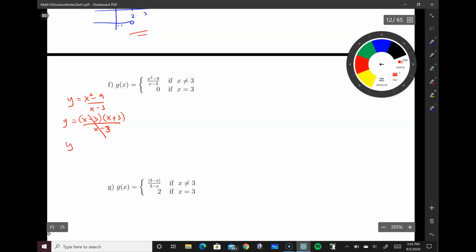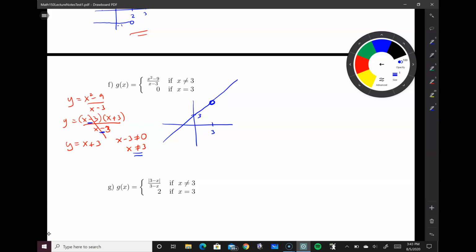Okay, so here's the deal. This will be the line y equals x plus 3, with the fact that x minus 3 cannot equal 0. So that means x cannot equal 3. That which makes this 0, I cannot use. So I have the line y equals x plus 3. But when x is equal to 3, not y is equal to 3, when x is equal to 3, I need to put a hole there because this factor can't be 3.